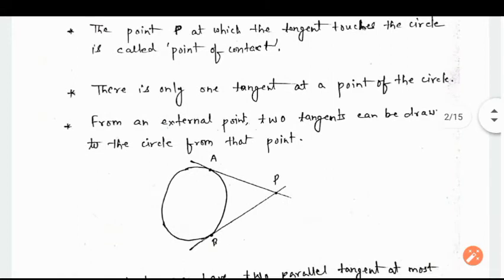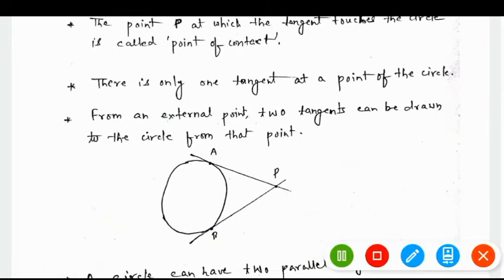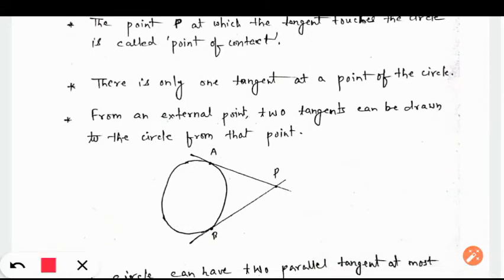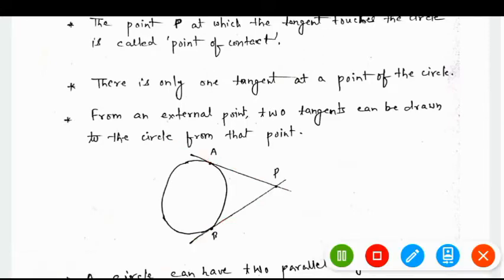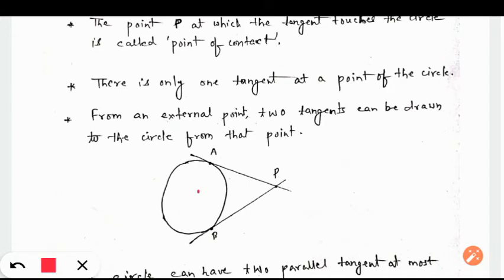But from an external point, if that point P is lying outside the circle, see this figure, point P is here. So two tangents can be drawn to the circle, PA and PB. But what will happen if this point P lies inside the circle? If point P lies inside the circle, then there will be no tangent. No tangent can be possible. If a point lies inside the circle, there is no possibility to draw a tangent.